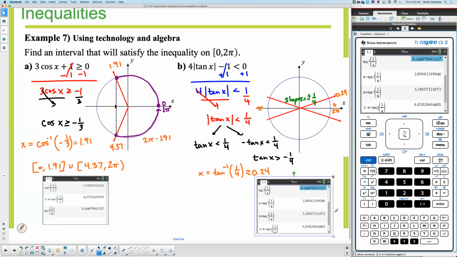So now let me fill these in. This value looks like it's going to be 2.90. This value down here is 3.39. And then finally 6.04. 6.04 represents that value. Now, going back to the very original, we wanted the tangent to be less than 0.25, which I told you means that the positive tangent needs to be less than 1/4, and we also need the tangent to be greater than negative 1/4, which means on this first line with the positive slope, I need to be less than it.